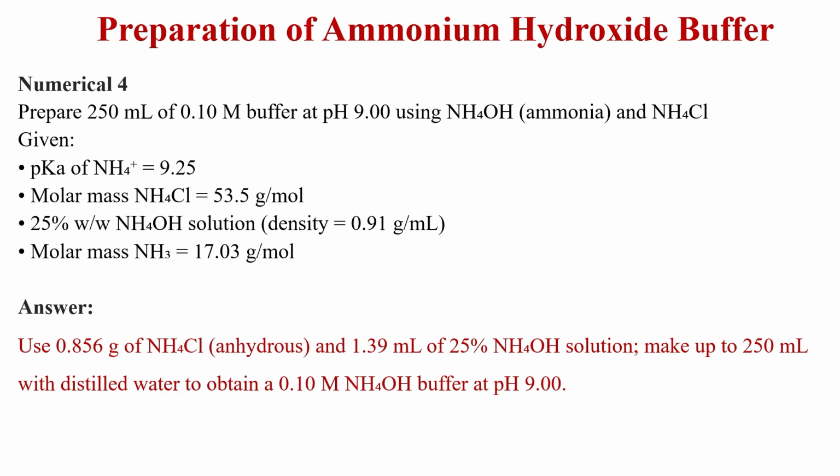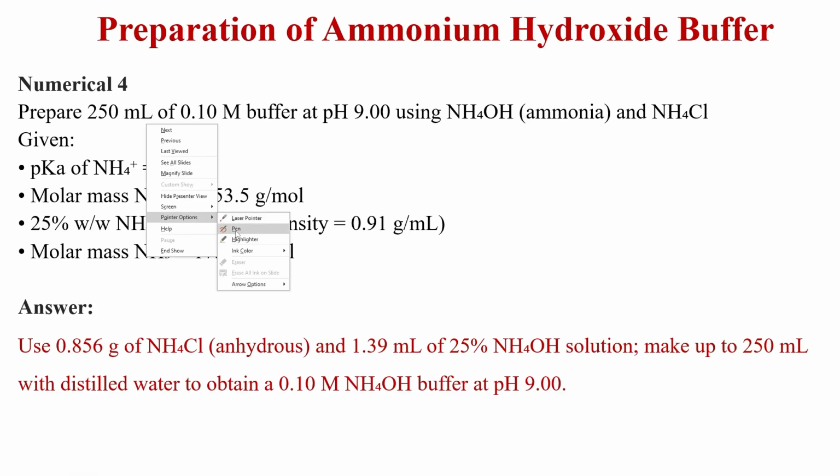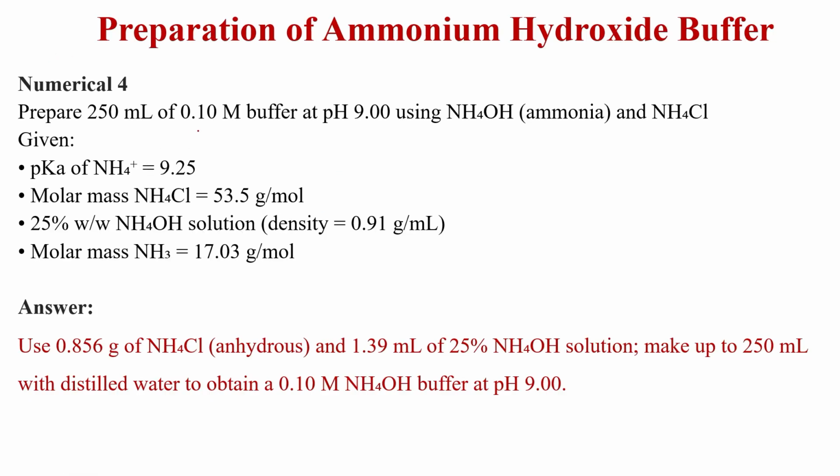Okay, now let us see another numerical on ammonium hydroxide buffer. In this we have to prepare 250 ml of 0.1 molar buffer at pH 9 using ammonium hydroxide and ammonium chloride.